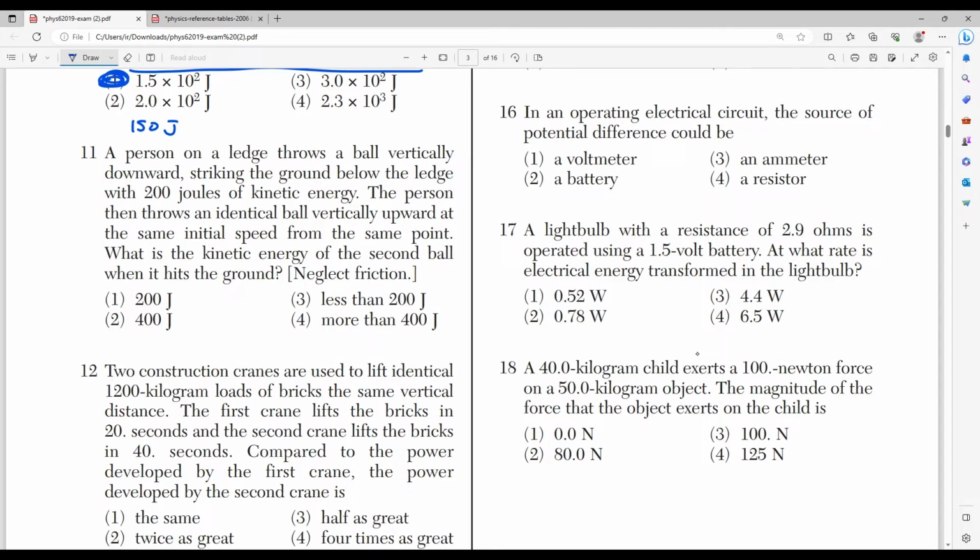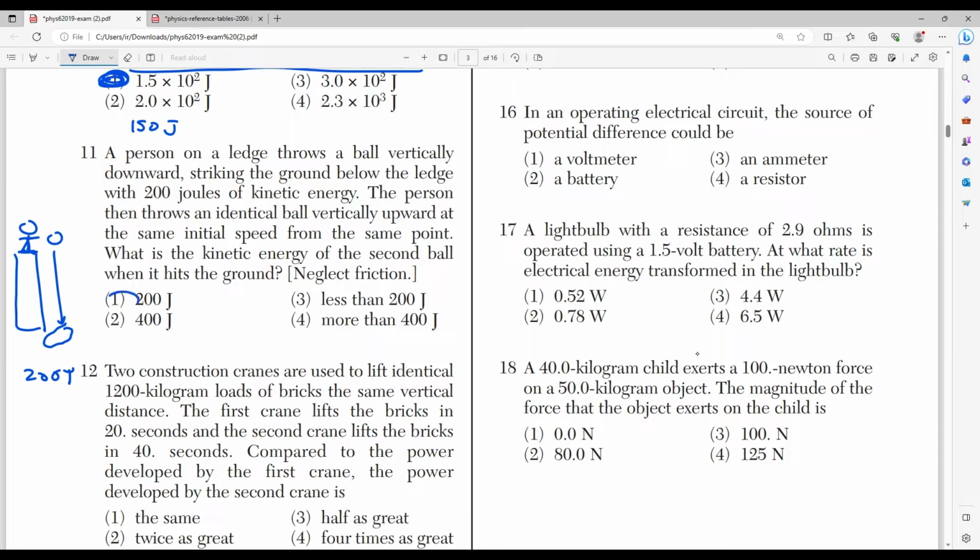Number 11 says a person on the ledge throws a ball vertically downwards, striking the ground below the edge, right? So let's just say he's standing on a building, and they throw this ball down, and it goes splat. All right, whatever. So he throws it down the ledge with 200 joules of kinetic energy, right? So 200 J of KE. The person then throws the identical ball vertically upward at the same initial speed from the same point. What is the kinetic energy of the second ball when it hits the ground?